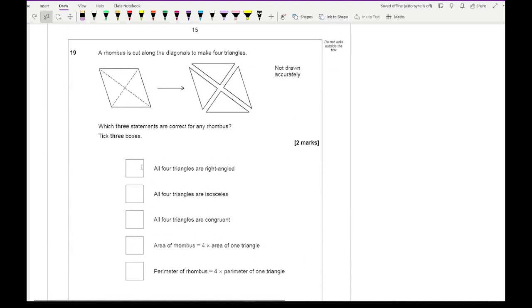In terms of question 19, again, it says that a rhombus is cut along the diagonals to make 4 triangles. Which 3 statements are correct? So the first one is that all 4 triangles are right angled.